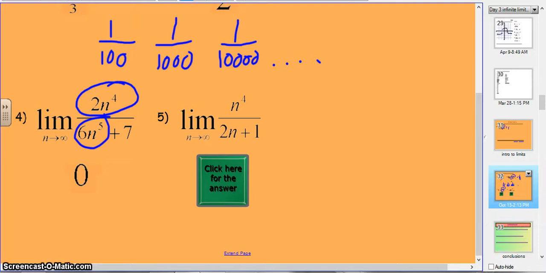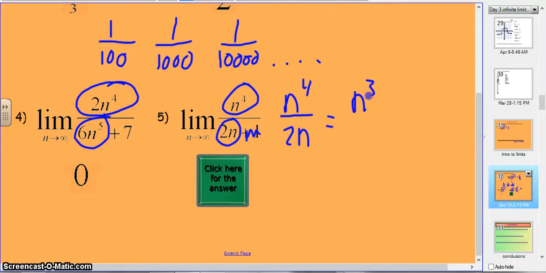Now, number 5, let's look. Highest power on top, n to the fourth. Highest power on the bottom, 2n. Okay, so the highest power is on the top. Where is this going to go? So what we do in these cases is we look at this. The highest power on the top is n to the fourth. The highest power on the bottom is 2n. So obviously the top is going to win. The plus 1 on the bottom isn't going to really matter. If I were to cancel these out, I'd have n to the third over 2.